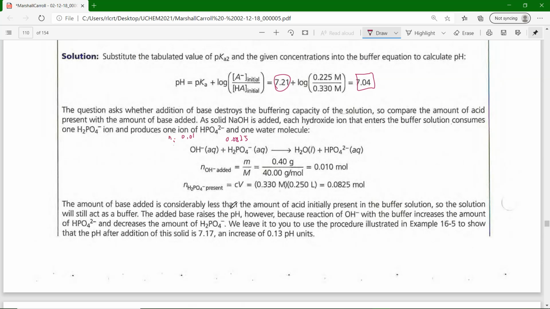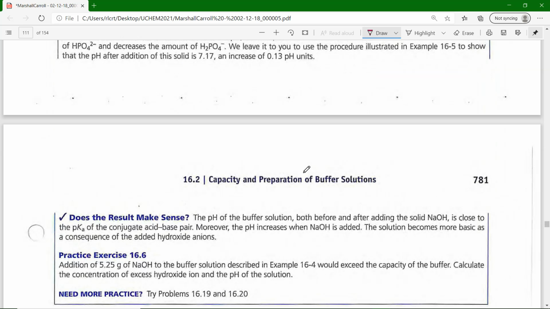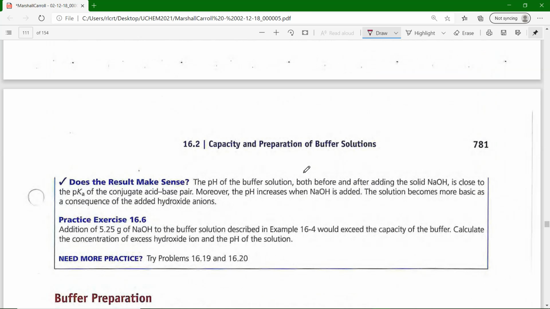The amount of base added is considerably less than the amount of acid initially present, so the solution will still act as a buffer. The added base raises the pH, however. Yeah, it does, because reaction of the OH- with the buffer increases the amount of HPO4 2-. I'll leave it to you to use the procedure to show the pH after the addition of this solid is 7.17. So even the book's getting tired of doing this. Now, addition of 5.25 grams would exceed the capacity.